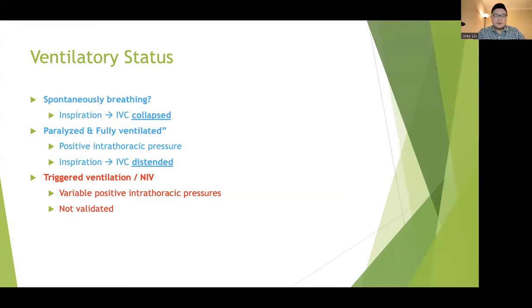A third category is people who are in between, whether they're on BiPAP or on the ventilator, but they're triggering a bit of their own ventilations.